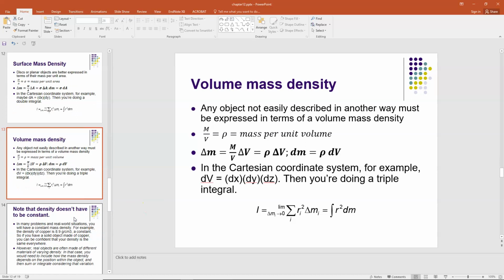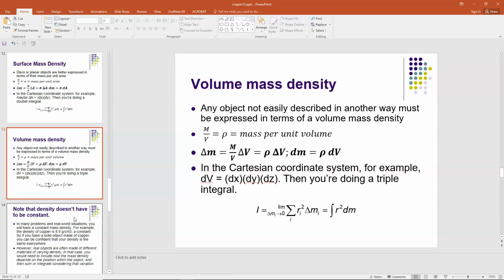Now, any object that's not easily expressed as a surface mass density or a linear mass density must be expressed in terms of a volume mass density, okay? And this could be something for an extended simple shape, like a cylinder or a sphere, or it could be some crazy object with some funky shape, okay? Now, in that case, you would have a mass per unit volume, which we would express as big M over big V. And then oftentimes that's expressed in terms of the Greek letter rho, okay?